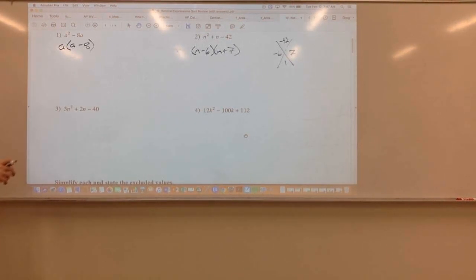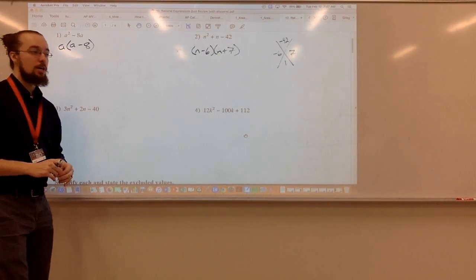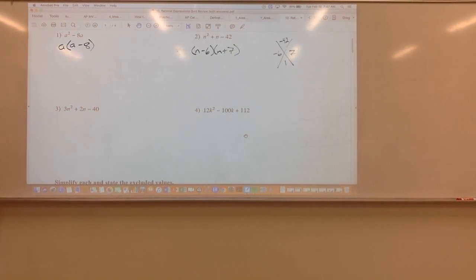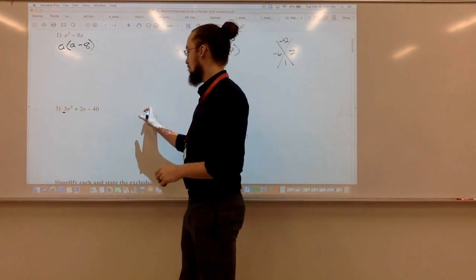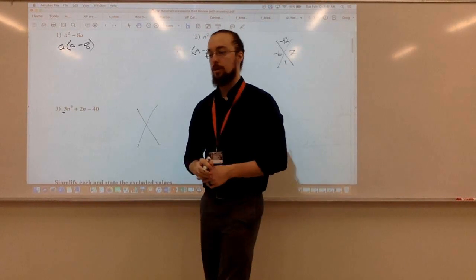Right, how about on number 3 here? Is there a GCF? No. Right, 3, 2, and 40 aren't all divisible by the same thing. So we have to X factor. And on this one, since my leading coefficient is not 1, I will have to factor by grouping.